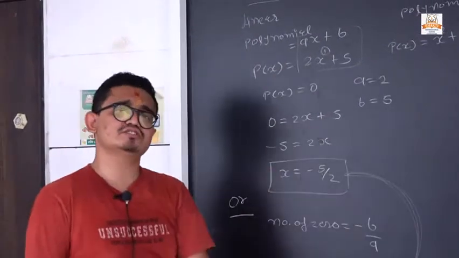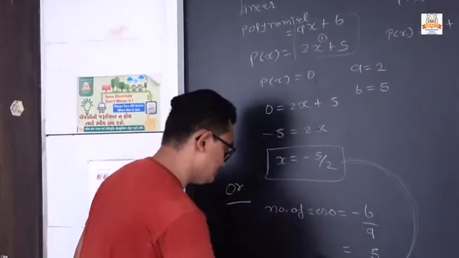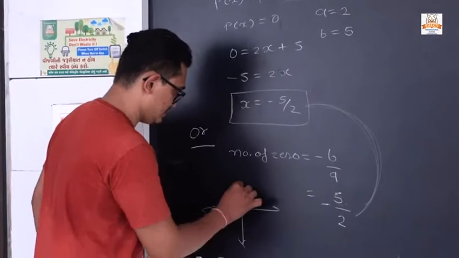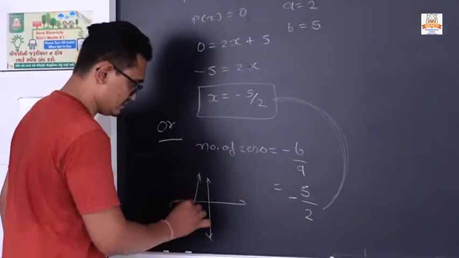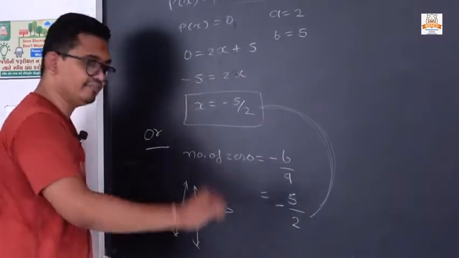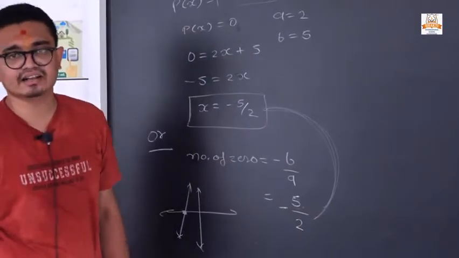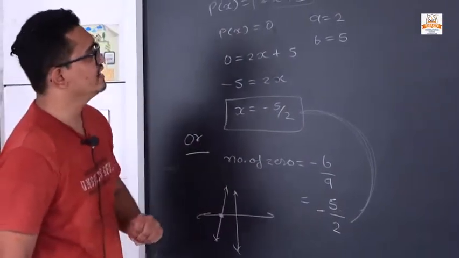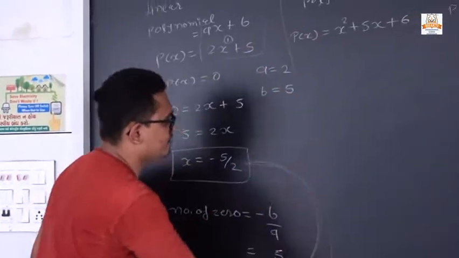And lastly, we can also plot its graph. It is like that. So here it cuts the x-axis only one time. Clear? So it is always a straight line. Now we will discuss the second portion.